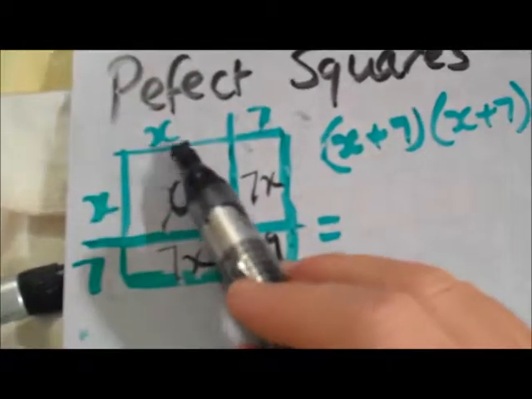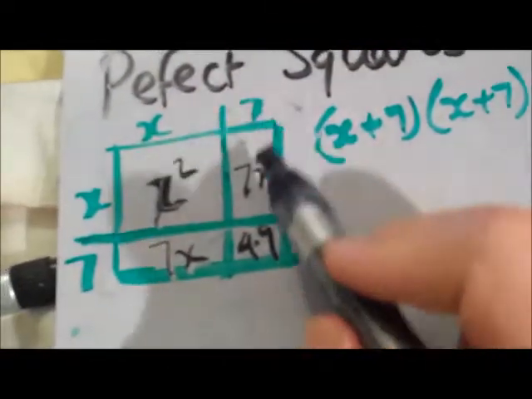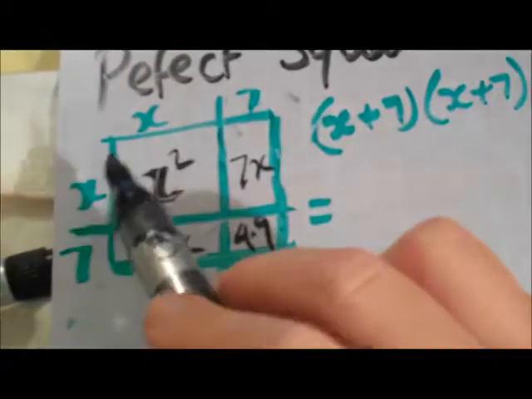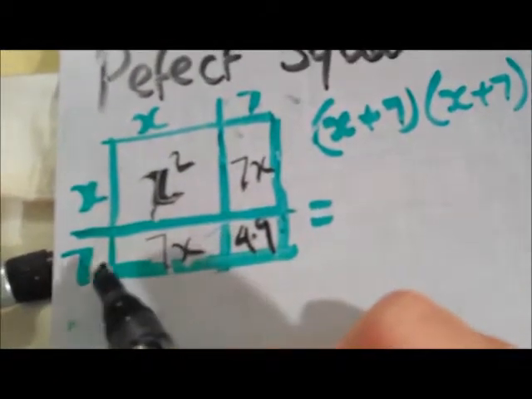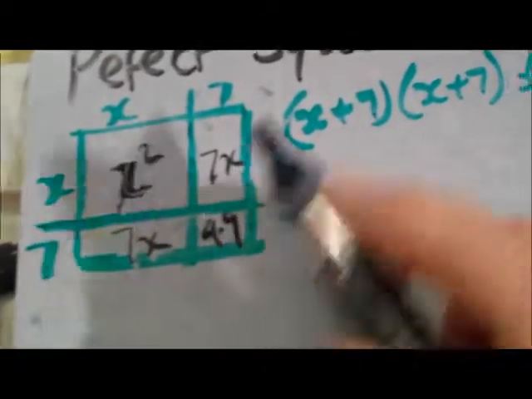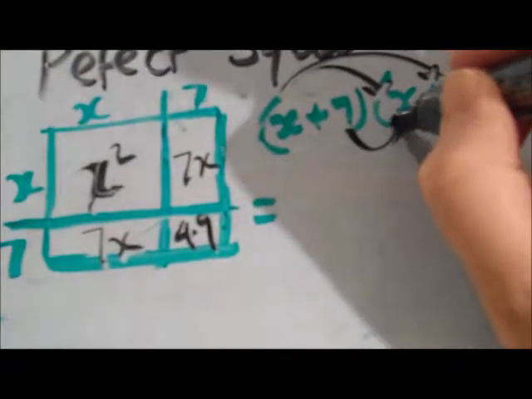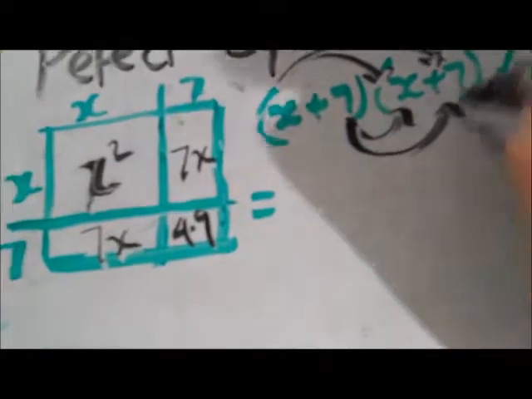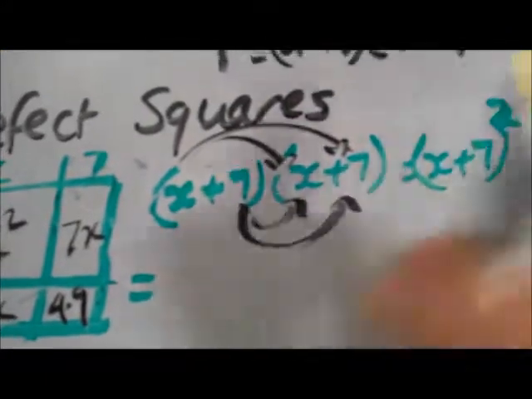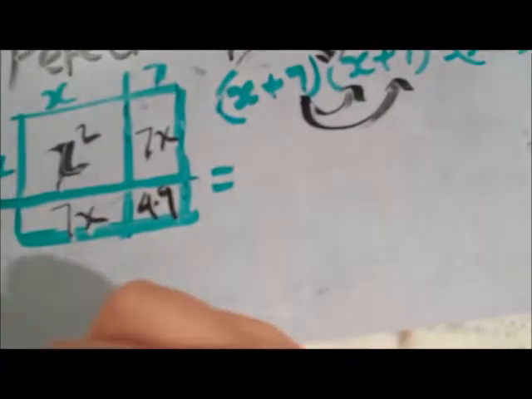So x times x is x squared. x times 7 is 7x. 7 times x is 7x. And 7 7s are 49 as well. And if you had done it the short way, you would have done x squared plus 7x plus 7x plus 14. And that happens to be the rule.